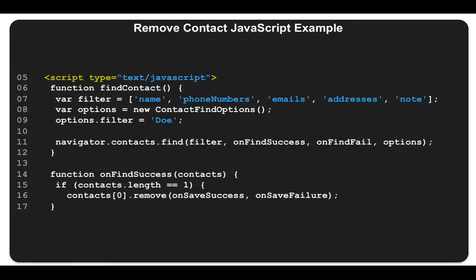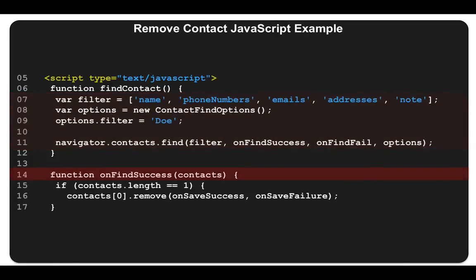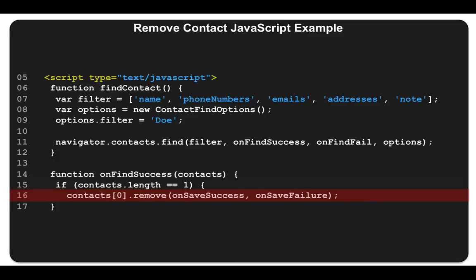Finally, the last example is the remove contact JavaScript example, and just like the update example, first of all we need to go and find the record that we want to remove, and then via the onFindSuccess method, if we did find a contact, then we call contacts, in this case the first element, contact 0, and then remove it.